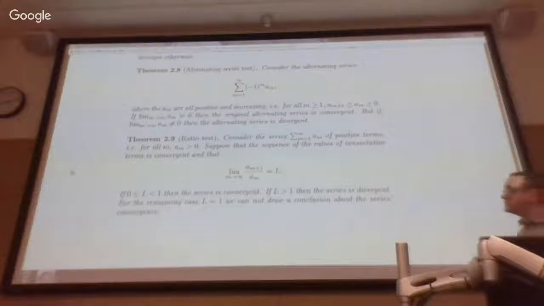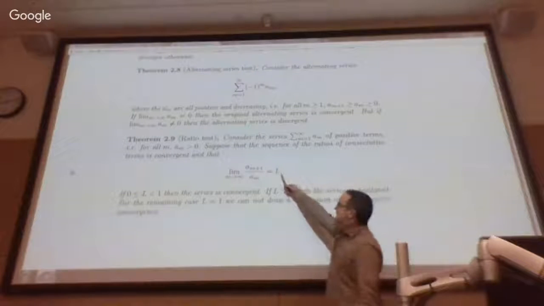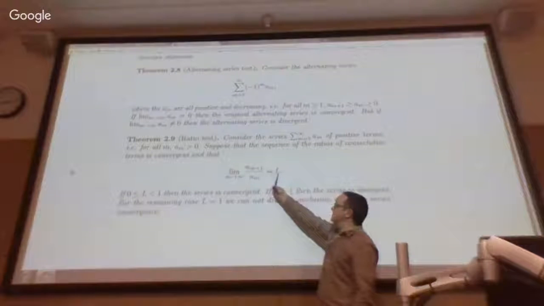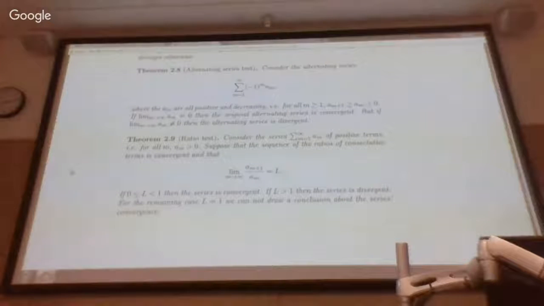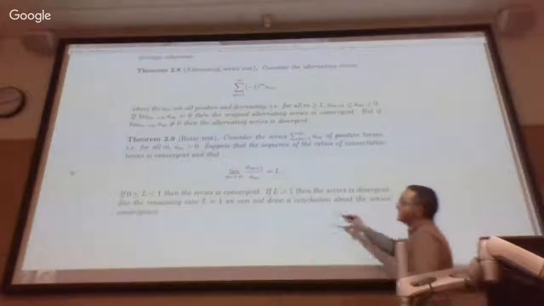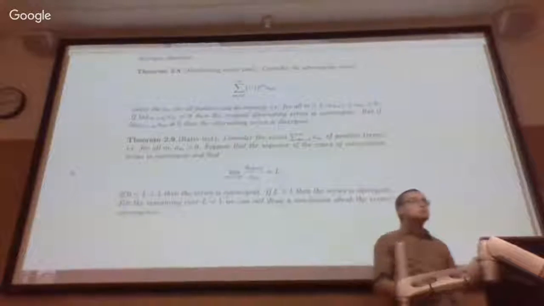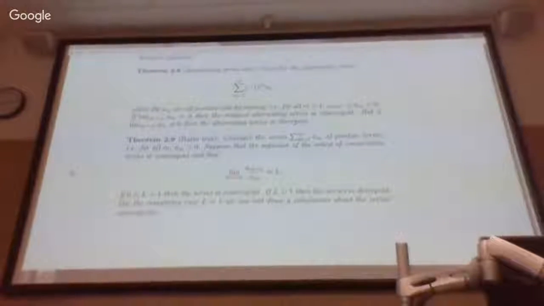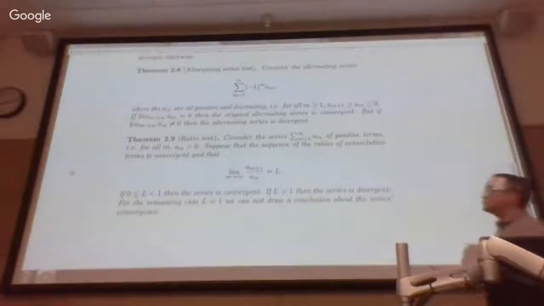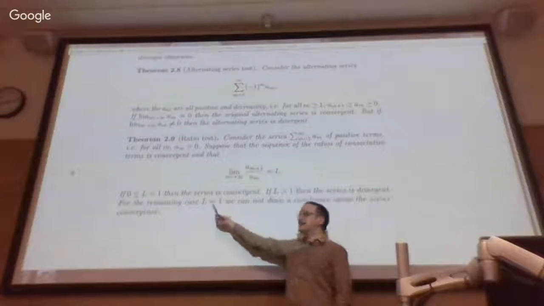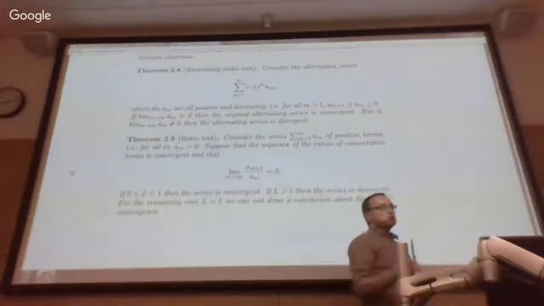What that means for the ratio test is, if this ratio does converge to a limit strictly less than 1, then we know our series is convergent. If this limit is strictly greater than 1, then our series is divergent, because it will be acting approximately like a divergent geometric series. The problem is when this limit comes out at exactly 1, then we're not so sure.